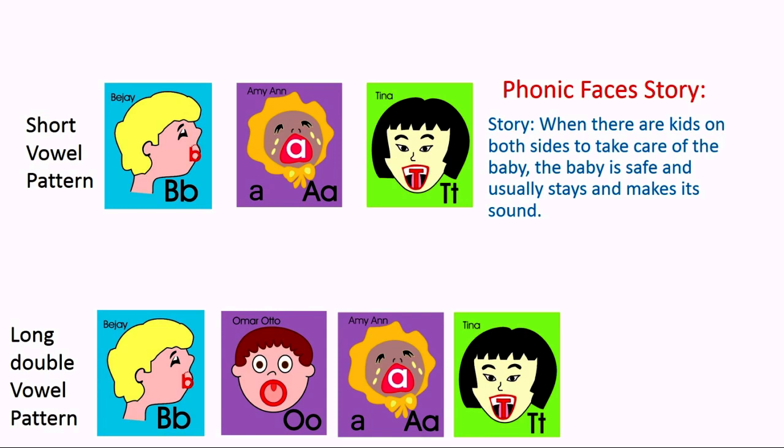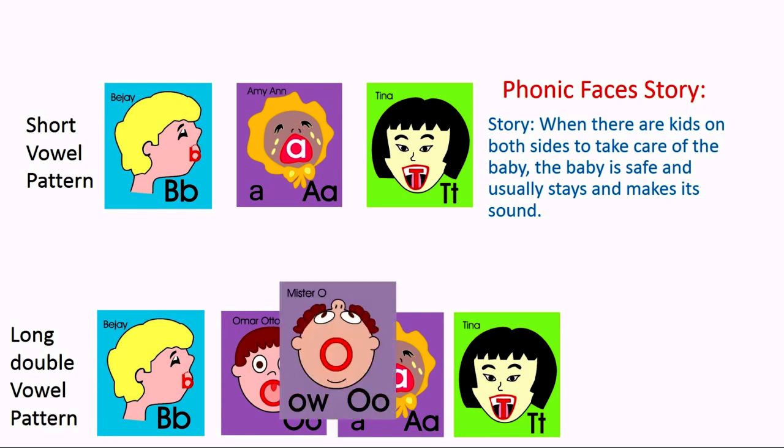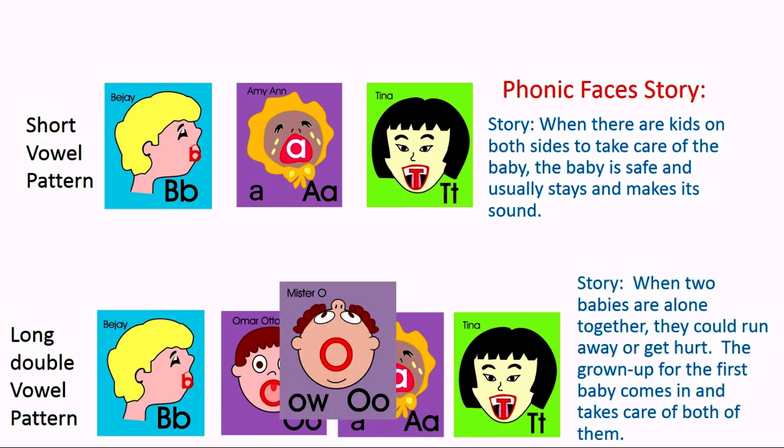Now, it looks like my mouth is supposed to go b-ah-at, which is what the kids will try to do. But I can pull out my Phonic Faces story and say, uh-oh, when two babies are alone together, they could run away and get hurt. The grown-up for the first baby comes in and takes care of both of them. Because we don't have enough kids. There isn't a kid in the middle there, so the babies could run away.